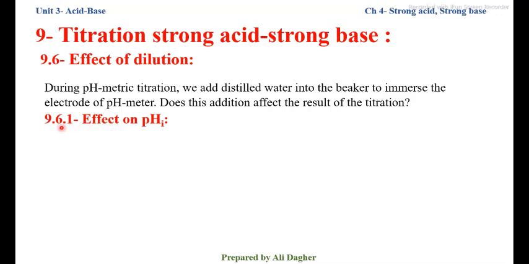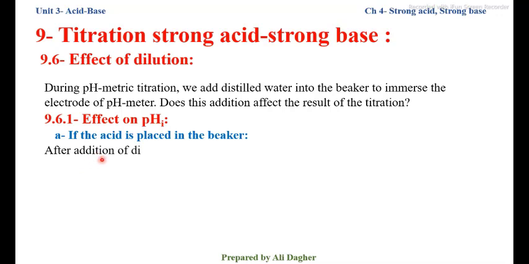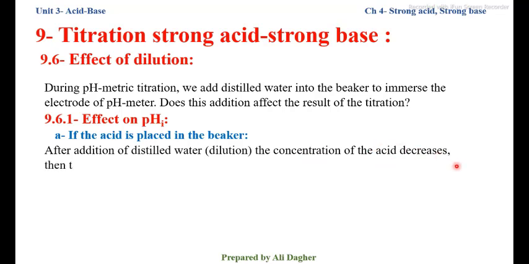We will see that. First, the effect on pHi, the initial pH. We have two cases. If the acid is placed in the beaker, after addition of distilled water, which is dilution, then the concentration of the acid decreases, and therefore the concentration of H3O plus decreases.